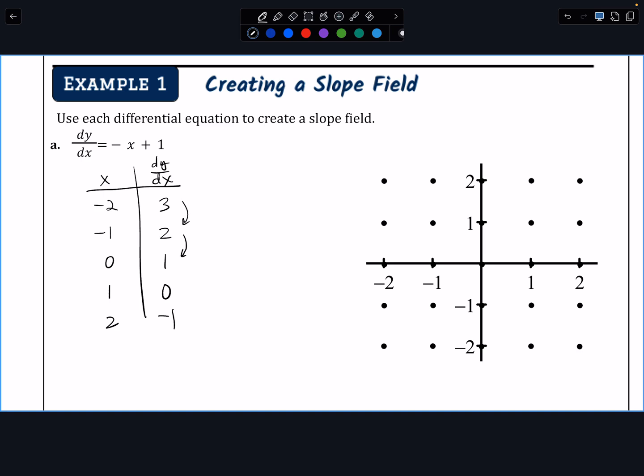Now we get to sketch all those little hash marks. Technically, do you see how we have 5 by 5? What's 5 times 5? I'd have to graph 25 hash marks. But what's nice is I'm only graphing the x values. So x is -2 right here, right? At -2, -2, -2, -1, -2, 0, all the x values, the slope's going to be the same. So this is a positive slope. 3 means I would go up 3 over 1. So that's kind of steep, right?